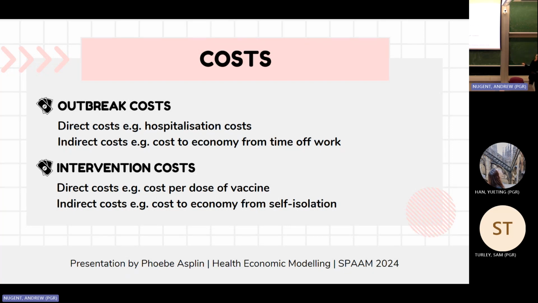And on the other hand, you can look more broadly from a societal perspective. In that case, you would want to take in more general costs to society and to the economy. That could be costs from time off work after getting infected, or cost to the economy from self-isolation. And this could also include more abstract things like mental health implications of self-isolating, that sort of thing.